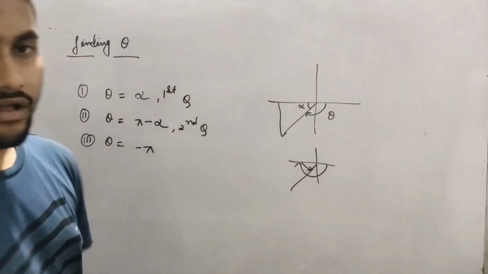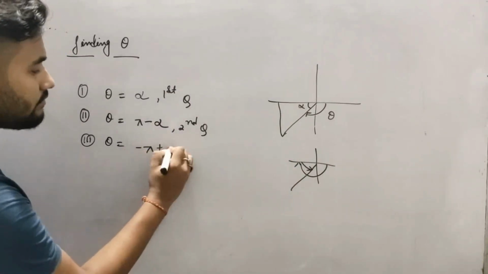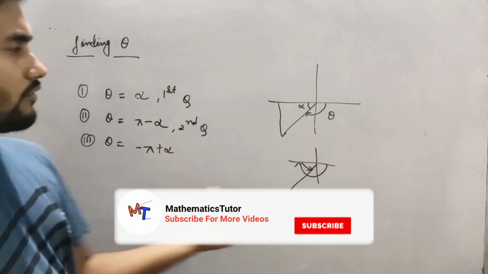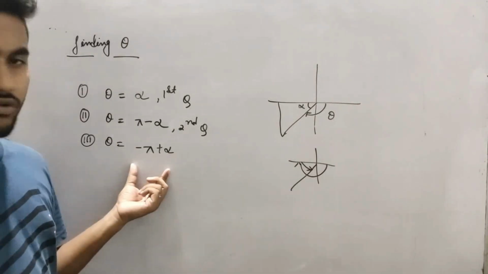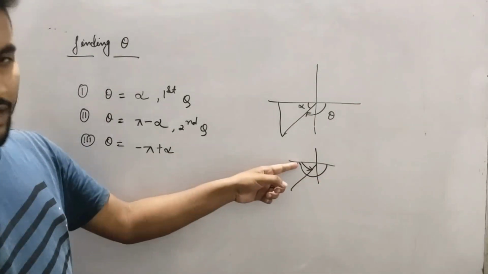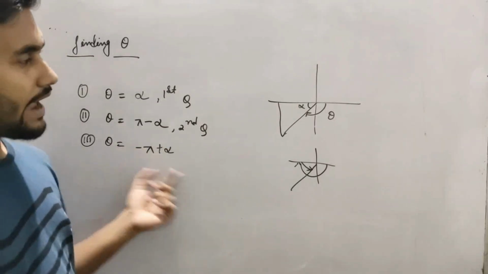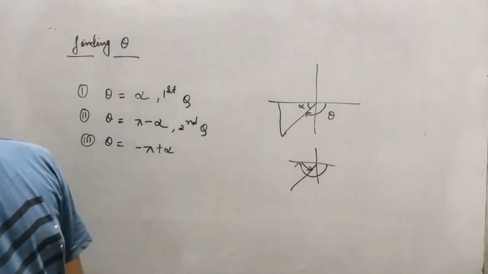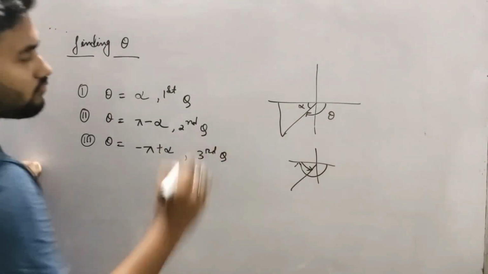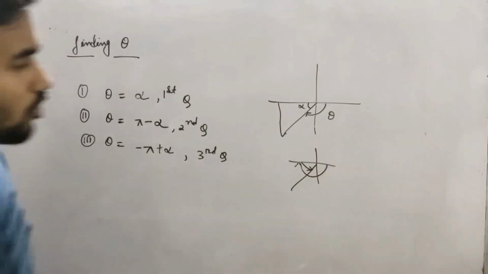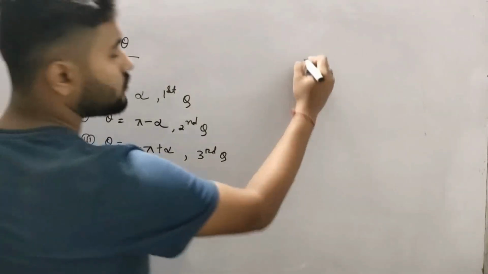Alpha. What is this angle? Alpha. But in which direction? Anti-clockwise direction. So this is plus alpha. So what is the value of theta in the third quadrant? Minus pi plus alpha. Understood? At first, minus pi: anti-clockwise direction, this is 180 degrees, but minus 180 degrees, and then in clockwise direction, plus alpha. So this is minus pi plus alpha in the third quadrant. Understood?